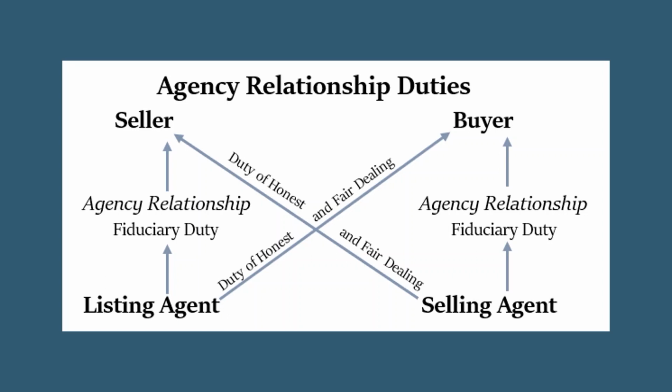Now, if we are a listing agent, what type of relationship do we have to other third parties? For instance, like the buyer, well, we have a duty of honest and fair dealing. It's less than a fiduciary duty, but it is something where we have to be honest and fair to other third parties. And also we have the requirement to disclose all material facts. So keep this diagram in mind. This will help you a lot with the agency section.